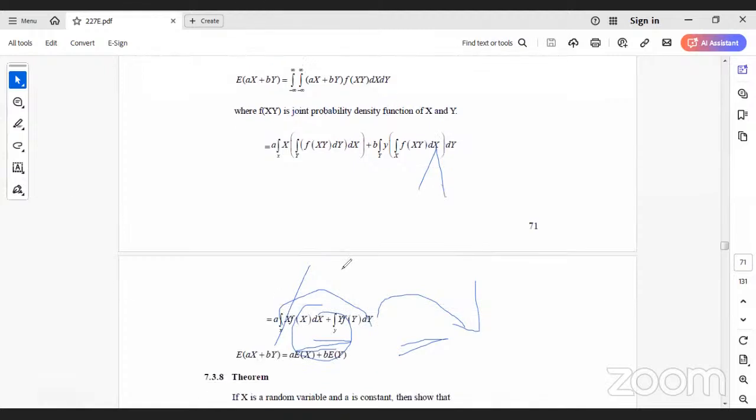See here. So therefore, the integration of x f(x) dx plus the integration of y f(y) dy. You know from earlier problems that E of X is equal to the integration of x f(x) dx. So a into the integral of f(x) dx, which is equal to 1, gives a into E of X. The integration of f(y) dy is equal to 1, therefore we get b into E of Y. The condition is satisfied automatically here.